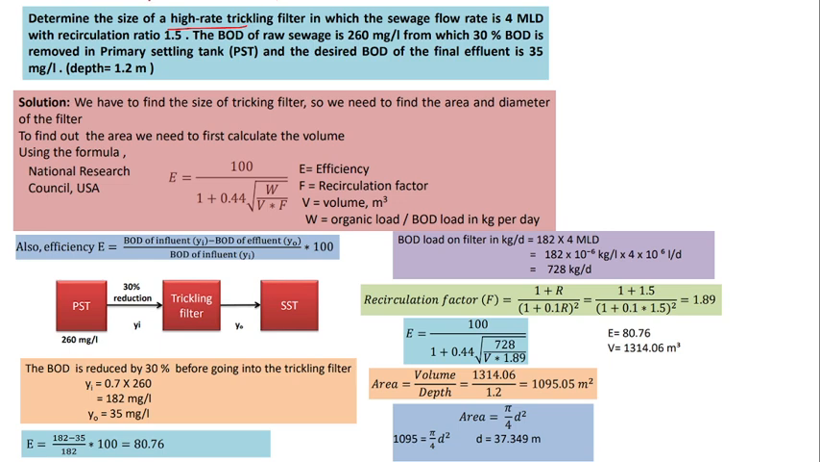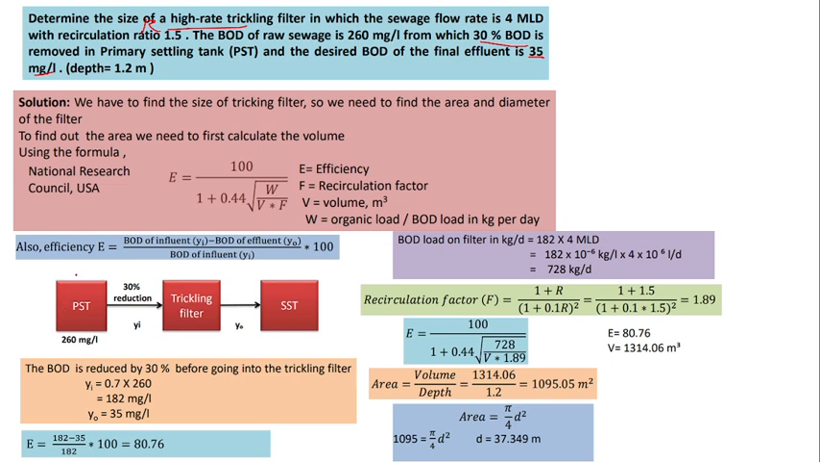The question is to determine the size of the high rate trickling filter. The sewage flow rate is 4 MLD, with the recirculation ratio R given as 1.5. The BOD of the raw sewage is 260 mg per liter, from which 30% BOD is removed in the primary settling tank, and the desired BOD of the final effluent is 35 mg per liter. So we know that raw sewage water is having 260 mg.